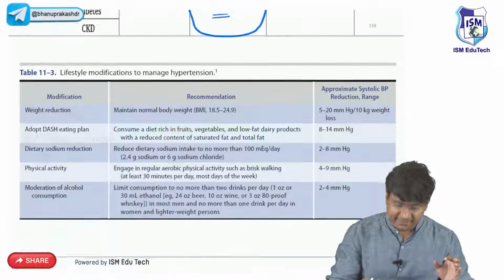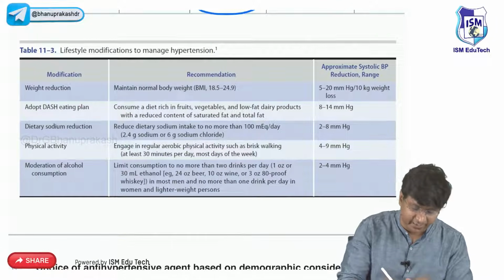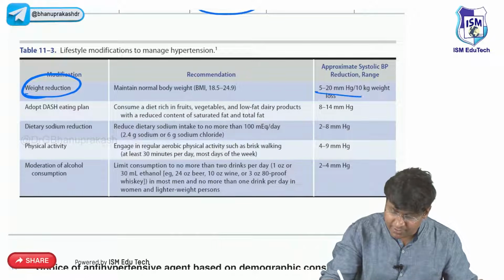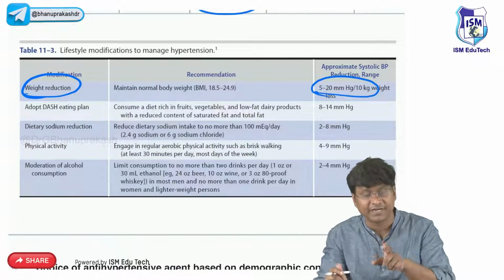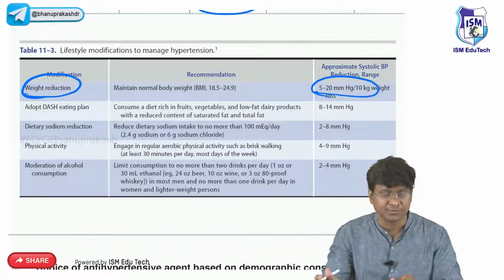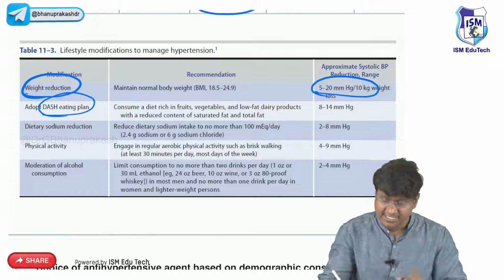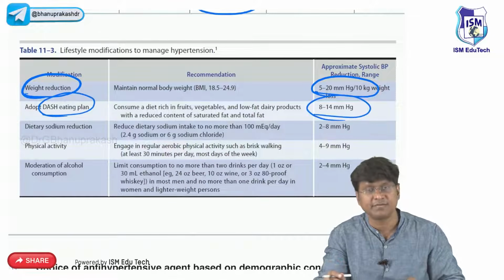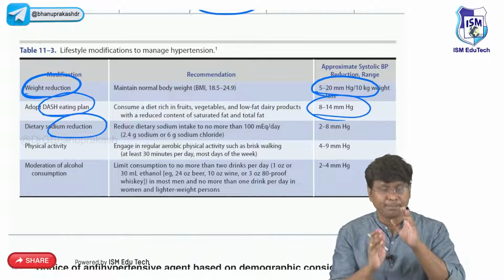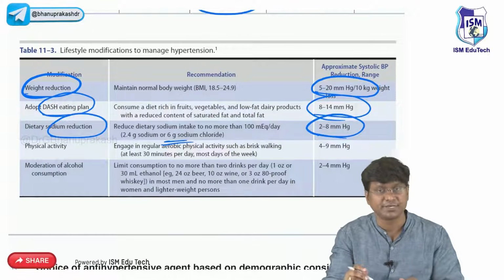Now, in the treatment of hypertension, what is very, very important is lifestyle modification. Like weight reduction is very important. You have to maintain the normal BMI, where your blood pressure can be reduced, for every 10 kg reduction, by 5 to 20 millimeters of mercury. The DASH diet, the diet which is rich in fruits and vegetables, can reduce the systolic blood pressure by 8 to 14. Dietary sodium reduction: per day, only 6 grams of sodium chloride. That can reduce the systolic blood pressure by 2 to 8.